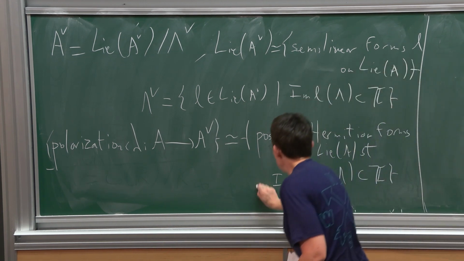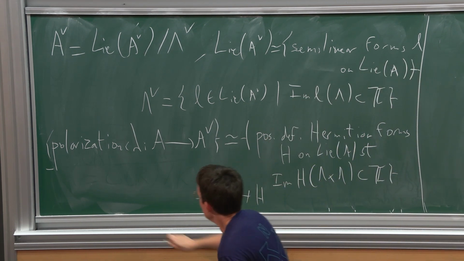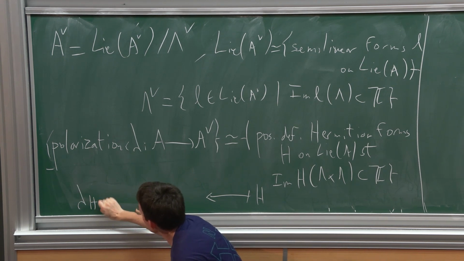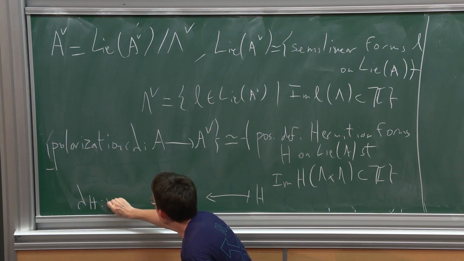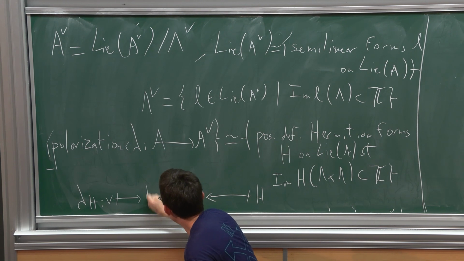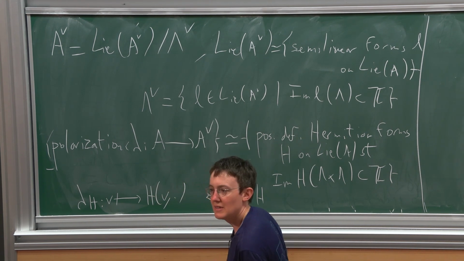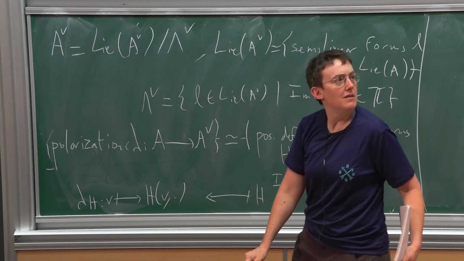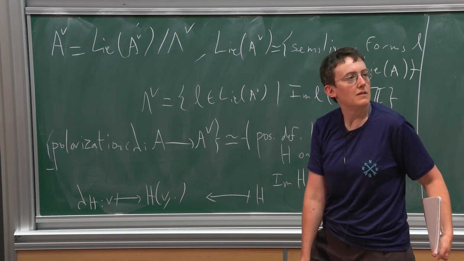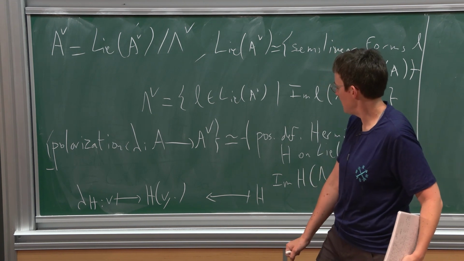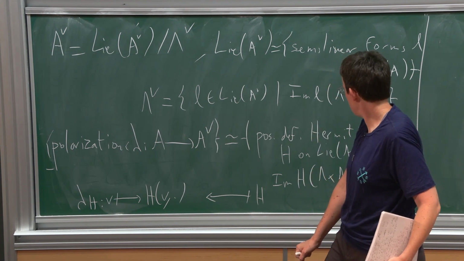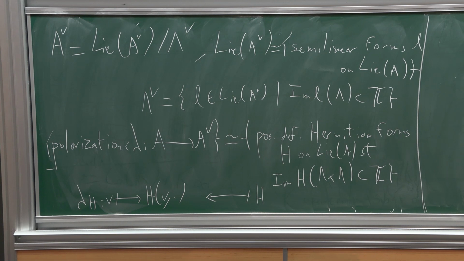And if I have H, what is lambda H? Lambda H sends V in Lie of A to the semi-linear form here. No, it's not on the algebra of A, Sophie, it's on the H1. What? It's not an Hermitian form on the Lie algebra. Oh, okay, it's okay. Bon. Yes, it is.